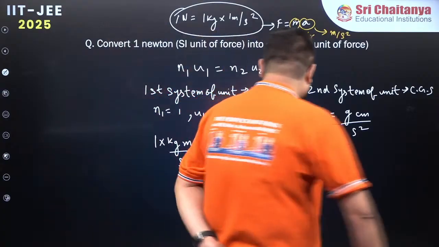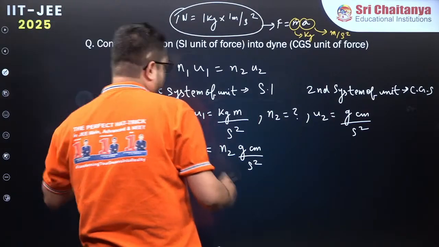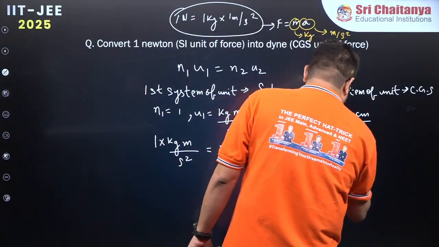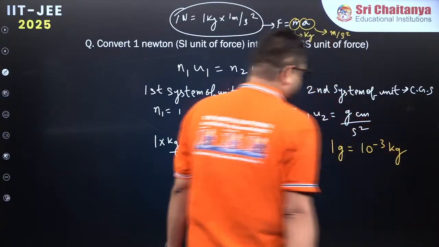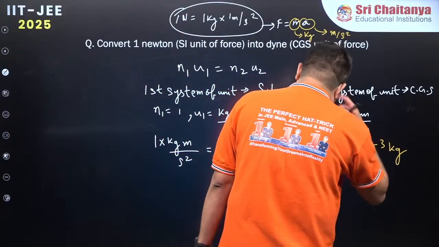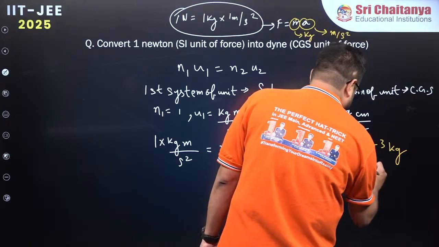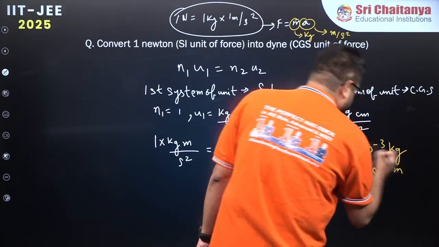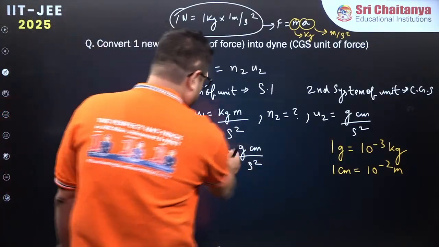So you know that 1 gram is equal to what? We can write it down over here as 1 gram is 10 to the power minus 3 kg. Do you agree to this? Isn't it? 1 by 1000 means 10 to the power minus 3. And similarly, I can write down 1 centimeter is equal to 10 to the power minus 2 meters. Isn't it?